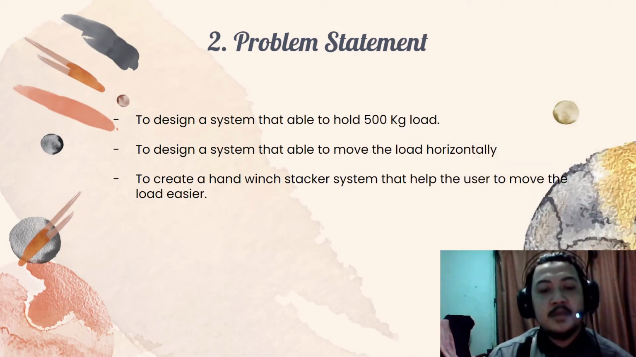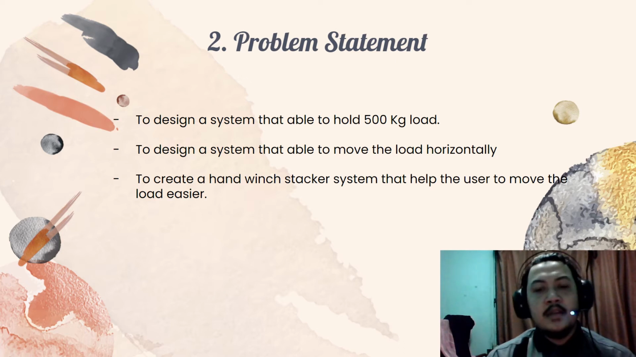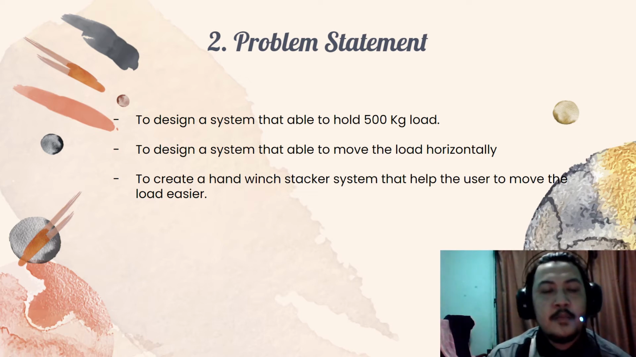As for our problem statement, we need to design a transport equipment that is able to hold 500 kilograms of load. Also, we need to design the transport equipment so that it is able to move the load horizontally and vertically. Generally, we need to create a hand wind stacker system that helps the user to move and handle the load easier.